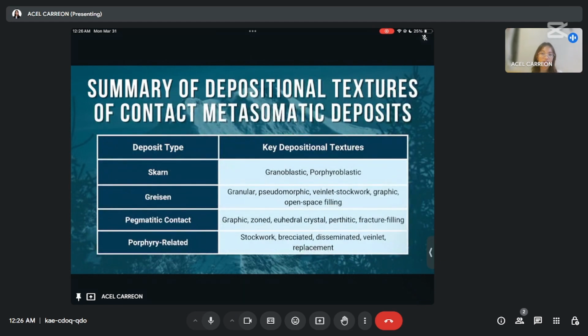In the summary of depositional textures, in skarn we have granoblastic and porphyroblastic. In greisen, we have granular, pseudomorphic, veinlet, and stockwork, graphic, and open space filling. In pegmatitic contact, we have graphic zone, euhedral crystal, perthitic, and fracture filling textures. And in porphyry related, we have stockwork, disseminated, veinlet, and replacement textures.